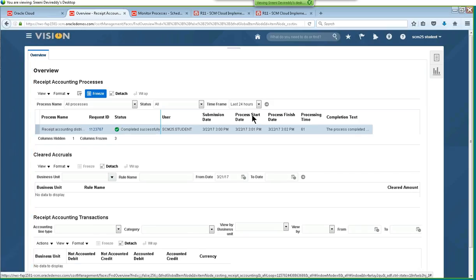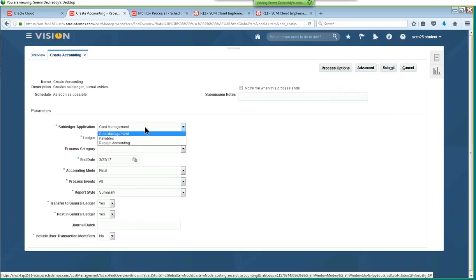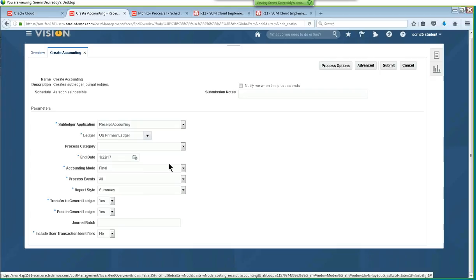Okay, it's done. So let's go ahead and run the create accounting program. And create accounting I need to run for the receipt accounting product. And I know it's the US primary ledger. Let's see. So accounting, all, reporting style, let's have a detailed report. And let's also include some transaction numbers in the output. Okay, we are good. So submit.